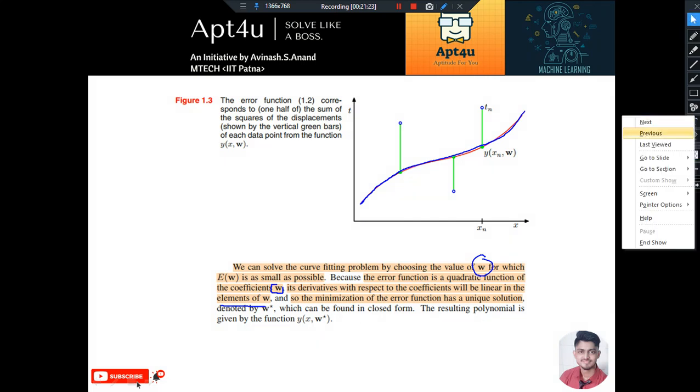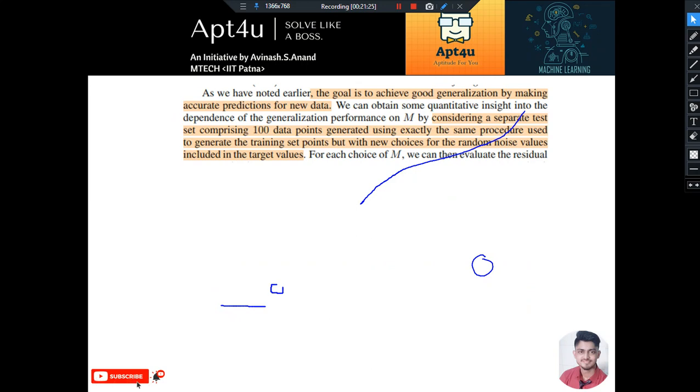Next we have, we noted that the goal is to achieve good generalization by making accurate predictions for new data, right? So the goal is basically to achieve good generalization by making accurate predictions for the new data.